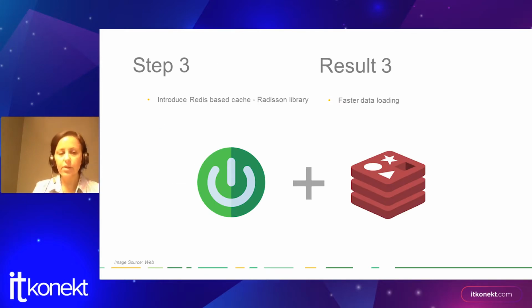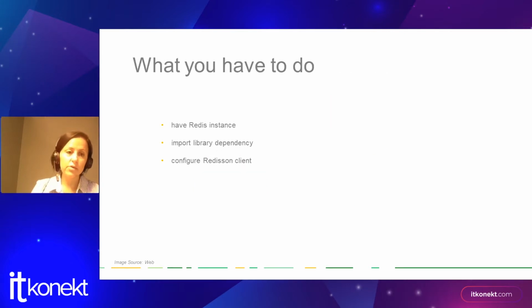Okay, so we introduced the Redis-based cache, and the result was faster data loading. In order to do so, these are the steps that you should take. First of all, you have to have a Redis instance running on a host, or you can use, in Redisson's case particularly, cloud-based services. And of course you have to import the library dependency. You have to configure the Redisson client and implement the methods which are responsible for data storing and data fetching in the cache.